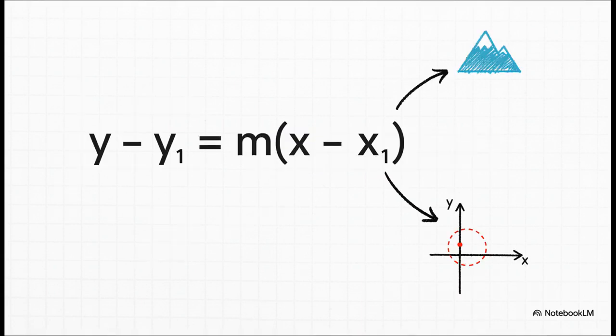So, how does this one work? Well, just like before, m is our slope. Easy enough. That new part, the x1, y1, that just stands for the coordinates of that one single point that you know. You just plug in the numbers you have, and boom, the line is perfectly defined.